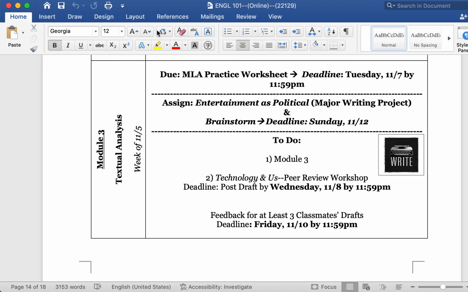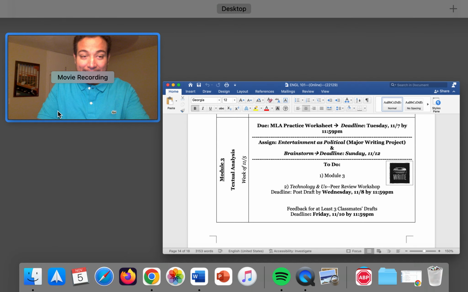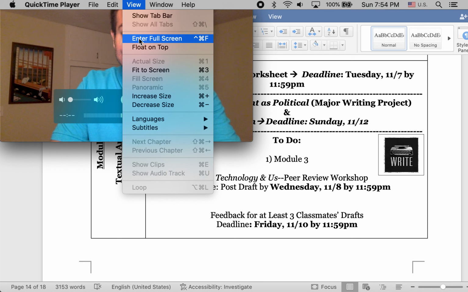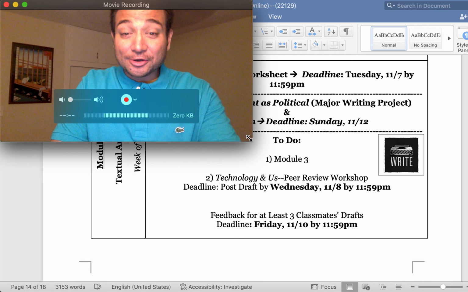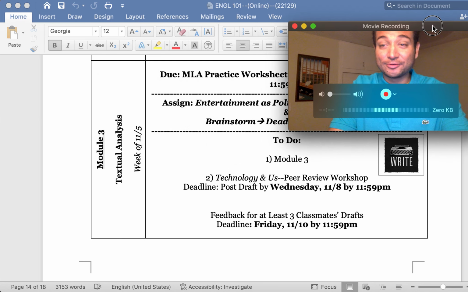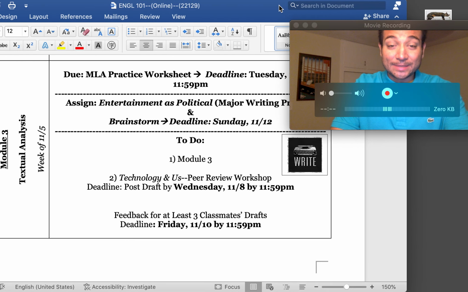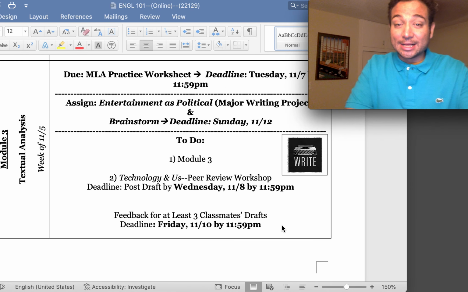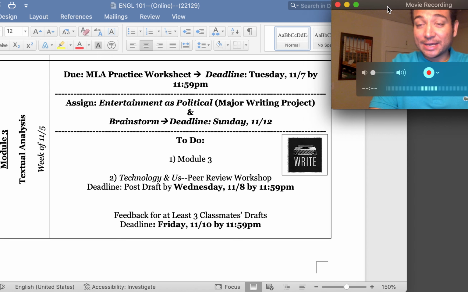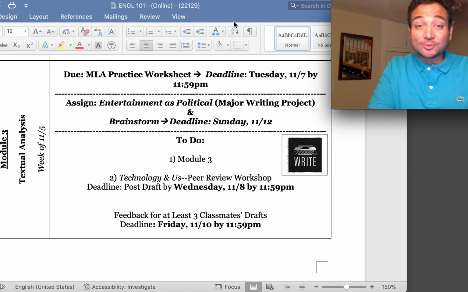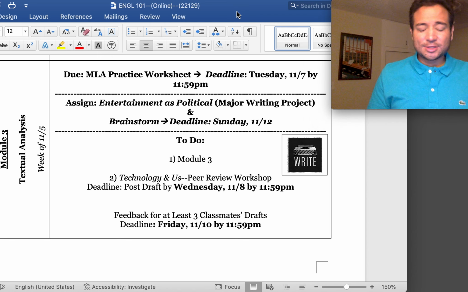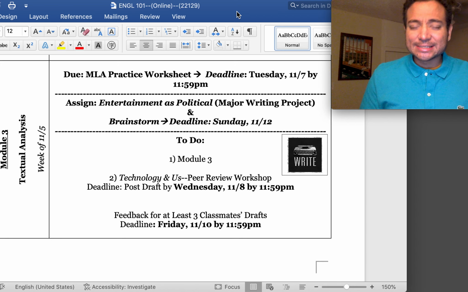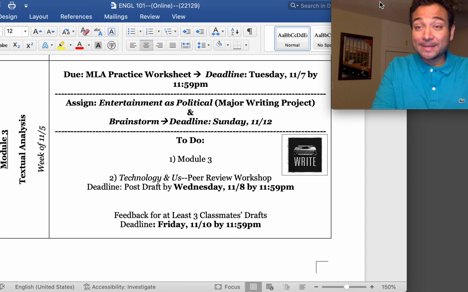And I want us to proceed. Let's take a look here at our signposts ahead, what we have for the week. So, just a reminder guys, from the homework that we had last week, this MLA practice worksheet that worked with the intertextuality lesson. Remember, that one's going to be due Tuesday, guys.